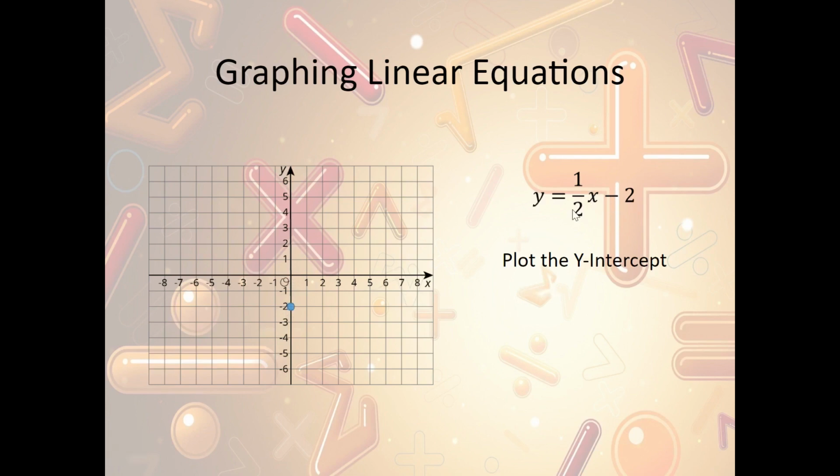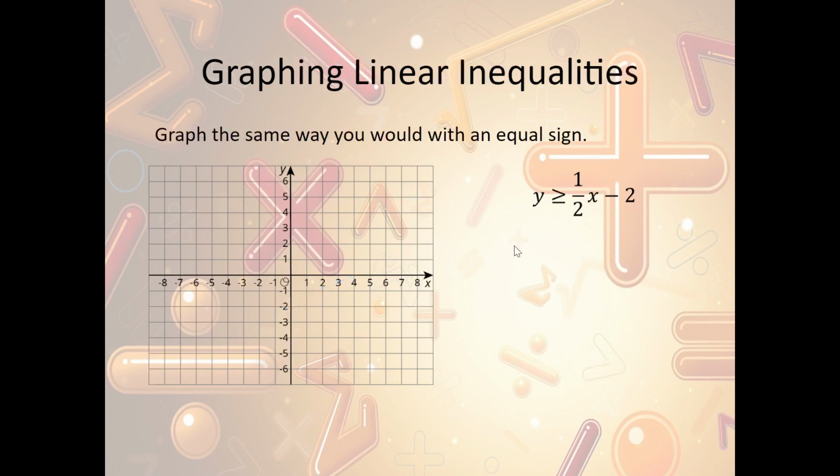Then I'm going to use the slope to plot the second point. So this tells me the change in y is 1, so I'm going to go up 1, and the change in x is 2, so I'm going to go to the right 2. So up 1, to the right 2, and I plot my point there, and then I connect the dots, and now I have a linear equation that's been graphed. Now how does this apply to inequalities?